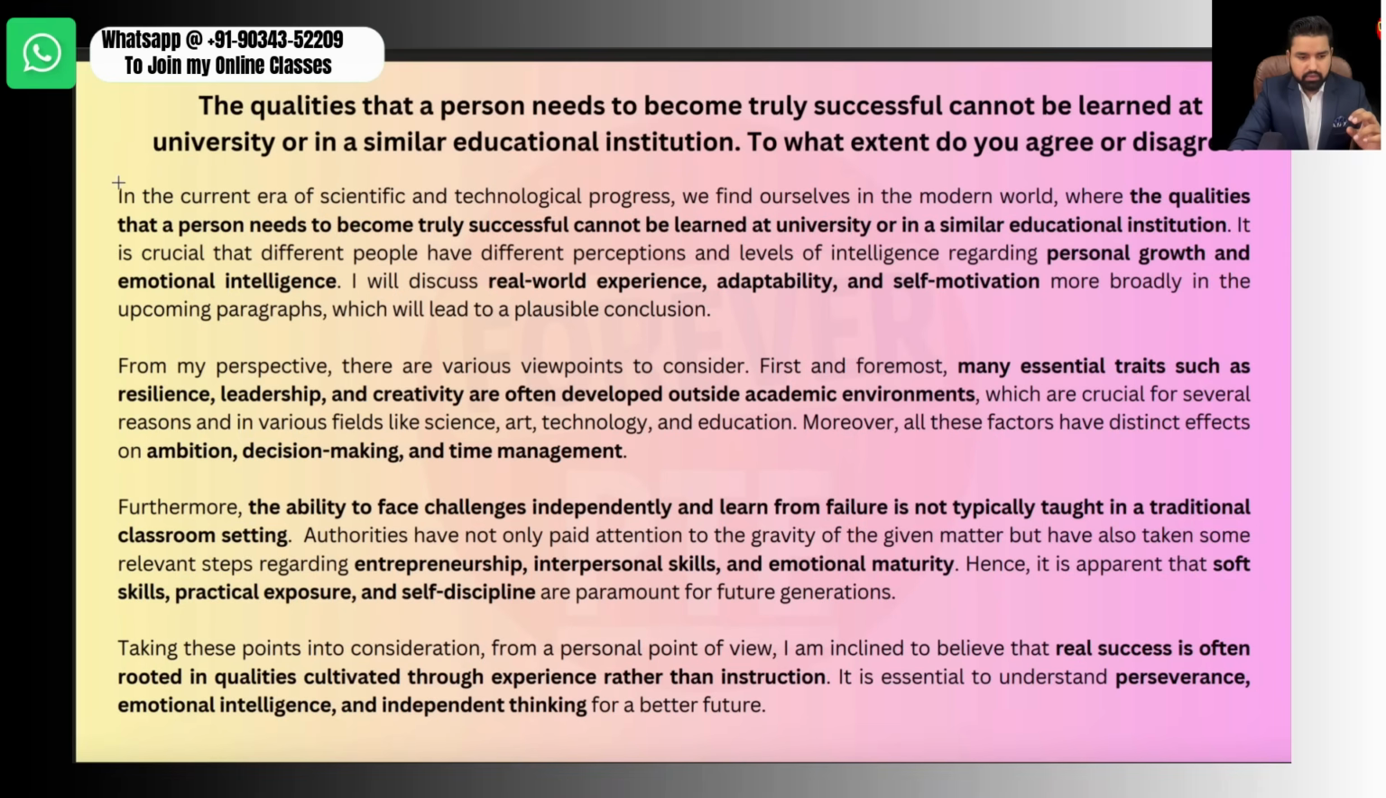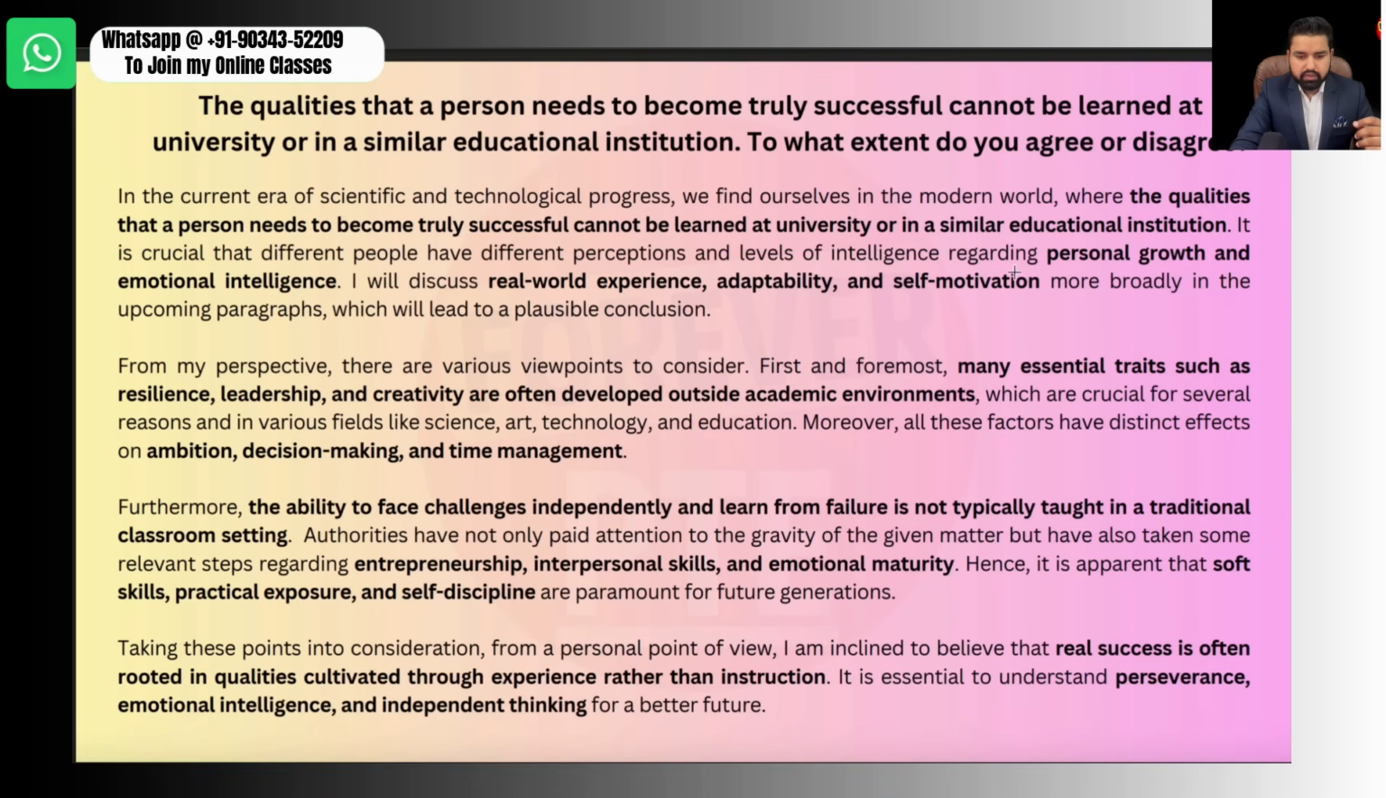Let me show you the sample answer. So in the first paragraph, we have written the given topic. After this word where, the qualities that a person needs to become truly successful cannot be learned at university or in a similar educational institution. There is no need to paraphrase the topic sentence. We can use the same line as it is.